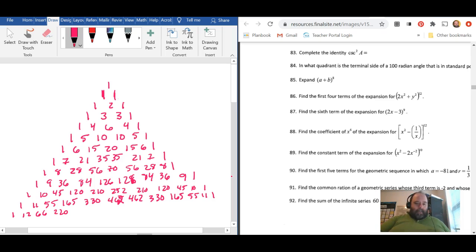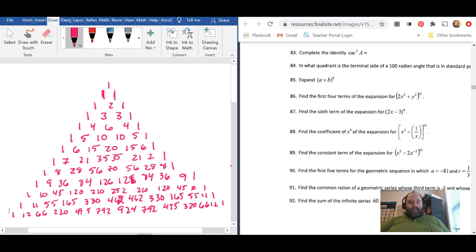All right, so this is going to be 495. 330 plus 462 is going to be 792. 792. 495. Oop, no, that's not right. Back that up. 462 plus 462. All right, so 462 plus 462 is 924. 924, and then we go back down. 792, 495, 220, 66, 12, and 1.